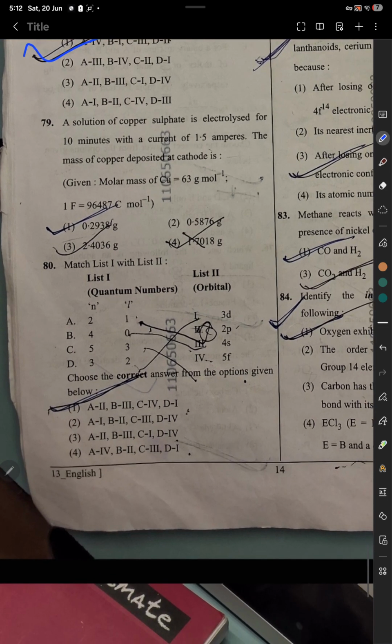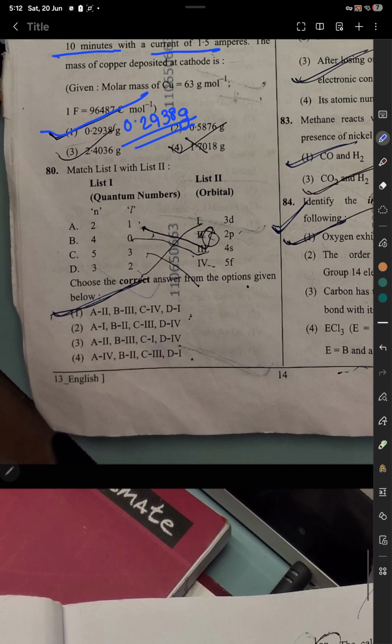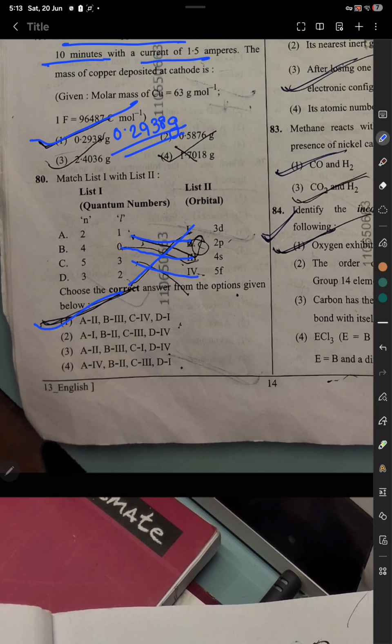Question number 79. A solution of copper sulfate is electrolyzed for 10 minutes with a current of 1.5 ampere. The mass of copper deposited at cathode is. Option number 1 is correct, 0.2938 grams is the correct answer. Question number 80, option 1 is correct. For A it's 2, B 3, C 4 and D 1 is the correct answer.